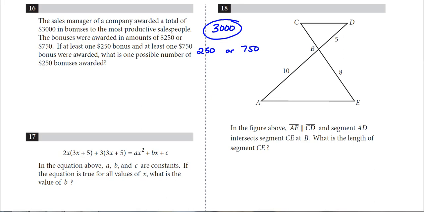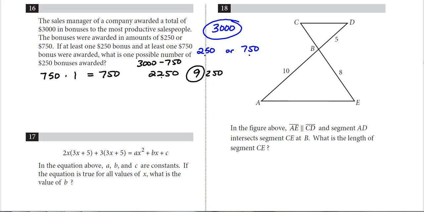Well, let's just try this out. Is it possible to only give one $250 bonus? Actually, let's start with the $750. That's a bigger number. That might be easier. If we do $750 times one person, that would be $750, and that would leave us $3,000 take away $750, which is $2,250. Which means that if we look at $250 bonuses going into $2,250, that would be 4, 8, that'd be 9 of them. So in this one we had 9 $250 bonuses and 1 $750. The question says, what is one possible number? So it looks like 9. We could be done right now. 9 is a possible number.